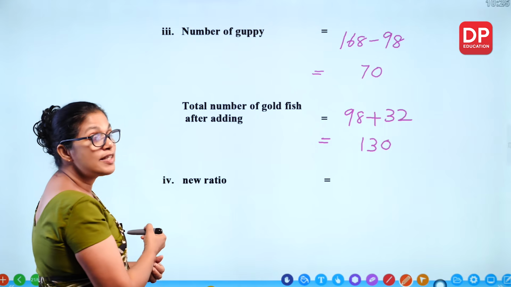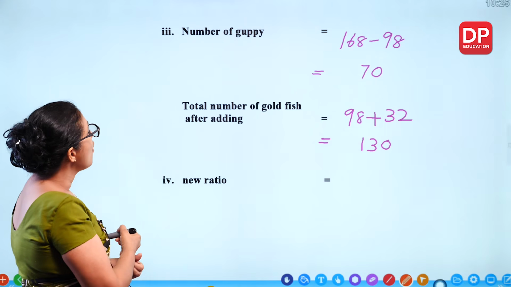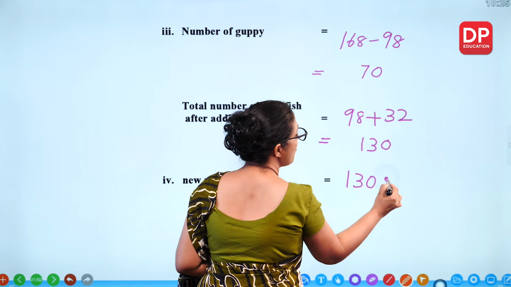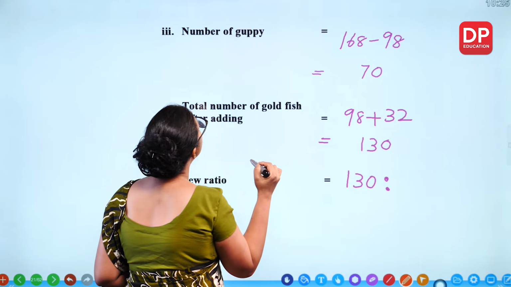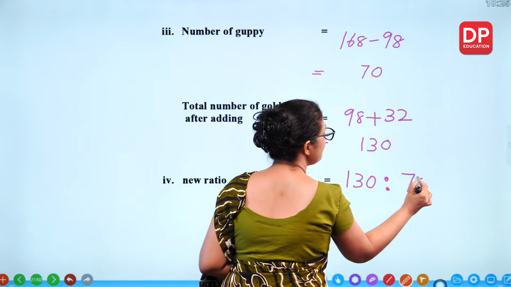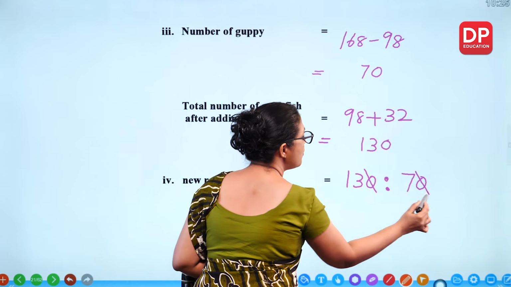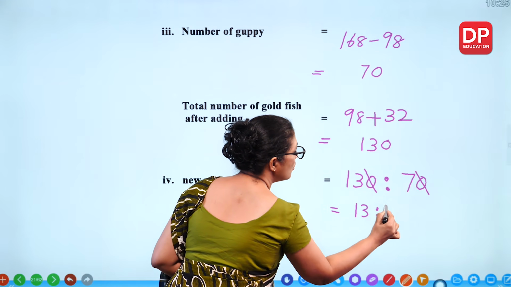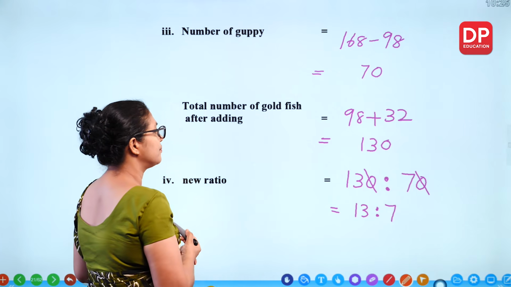130. So what's the new ratio? Number of goldfish is 130. Number of guppy, 70. So the new ratio is 13 to 7.